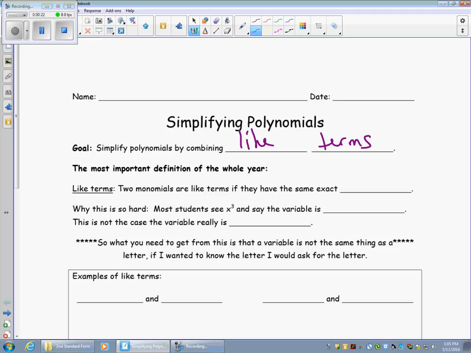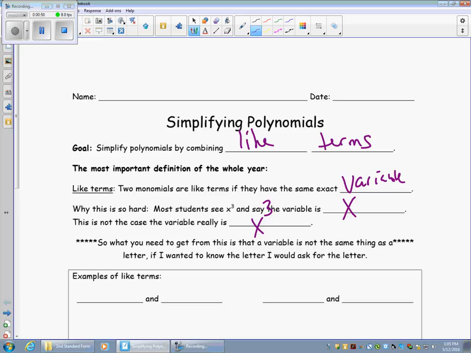Like terms are two monomials that have the same exact variable. We've been talking about this really all year, but we're going to make it a little bit different today because we're dealing with polynomials. Why this is so hard: most students see x to the third and they say that the variable is just x. For today's lesson, we're going to say that the variable is really x to the third. So in order to be like terms, they both need to have x to the third.